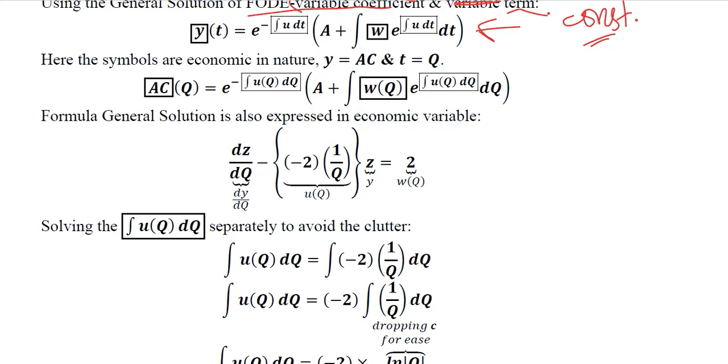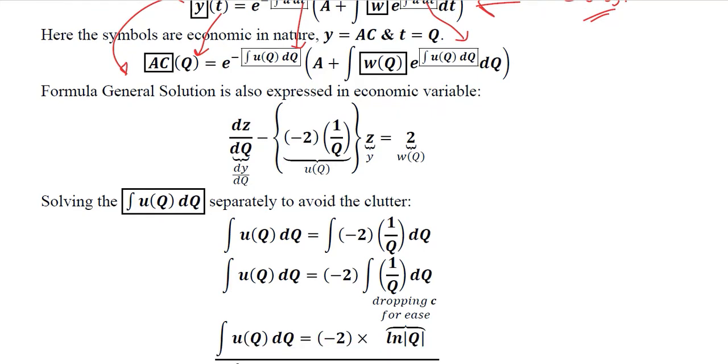So we are going to put the suitable variables here. Instead of Y we have AC, instead of T we have Q, and therefore dt is replaced with dq, and this term is replaced with terms containing q and not the t. So the formula will look like this, and we will put the values. The first thing that we would like to do here is dz over dq. This is the standard form, and comparing it, we are going to extract the value of uq here, which we will put here as well as here.